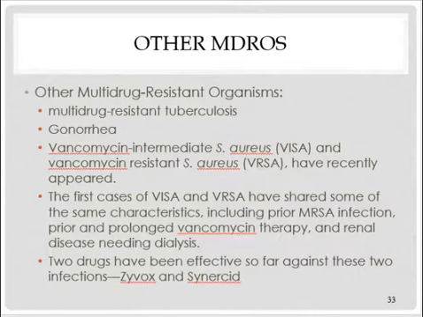The first cases of VISA and VRSA have shared some of the same characteristics, including prior MRSA infection, prior and prolonged vancomycin therapy, and renal disease needing dialysis. The two drugs that have been effective so far against these two infections are Zyvox and Synercid.